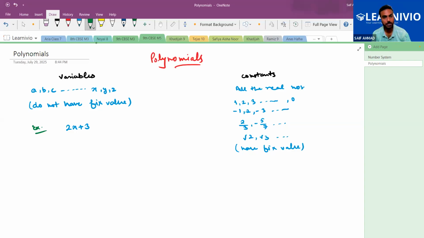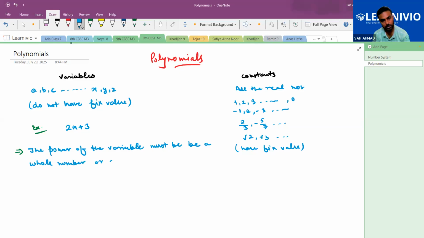But there is a condition necessary for being a polynomial. What is the condition? The condition is that the power of the variable must be a whole number or a positive integer.